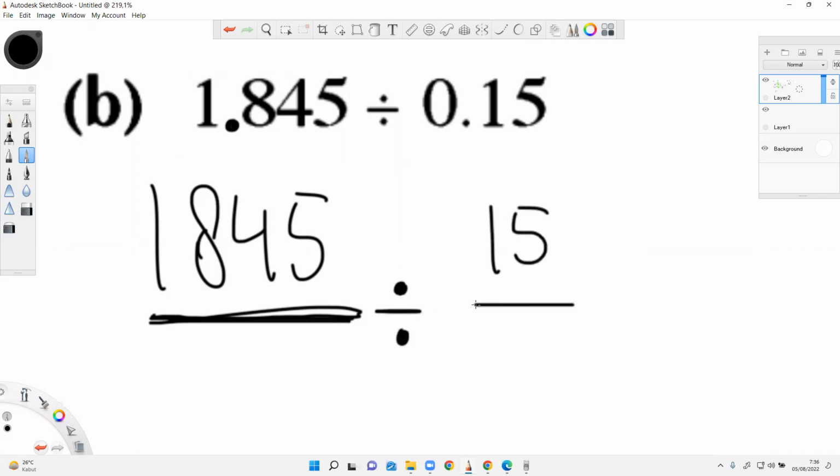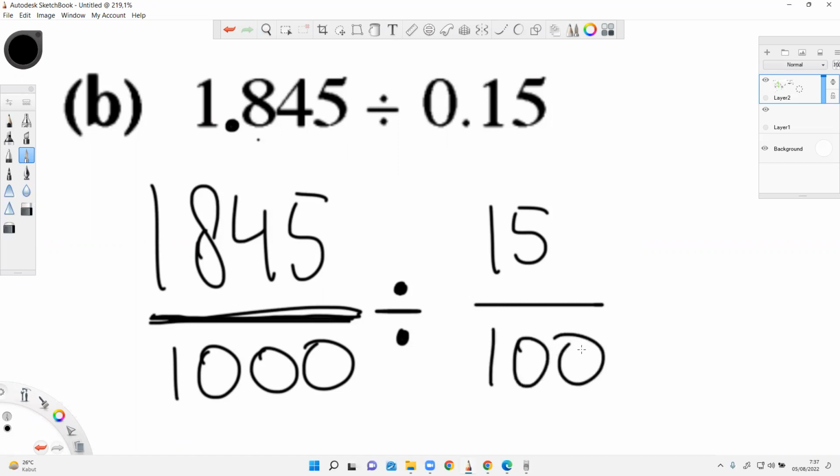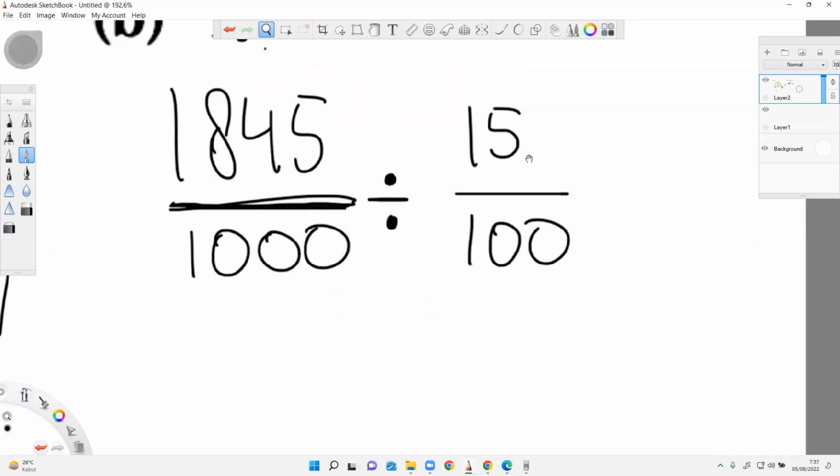15 over berapa nih? Jocelyn, how many decimal places on 1.845? Louder, please. How many zeros? 1000, that's it. Oke, yang ini berapa, Jocelyn? 100. That's it. So, ada yang bingung nggak ini ya? Over 10, 100, 1000, 10,000 and so on. Just look at the amount of decimal places, that is the amount of zeros. Again, you can watch the video if you're still a bit confused.